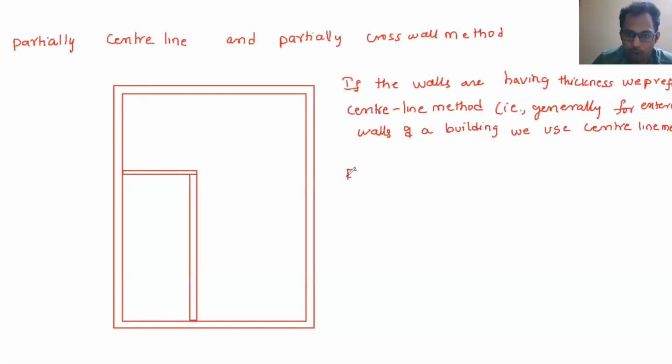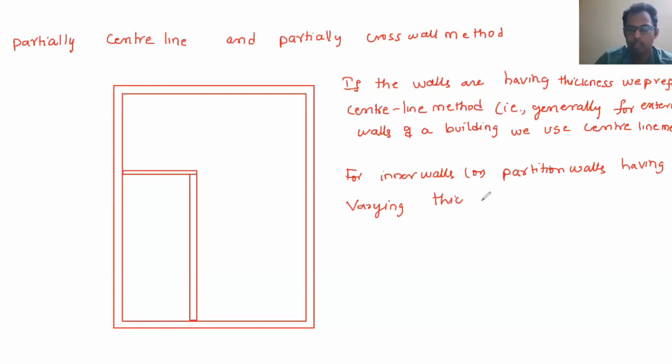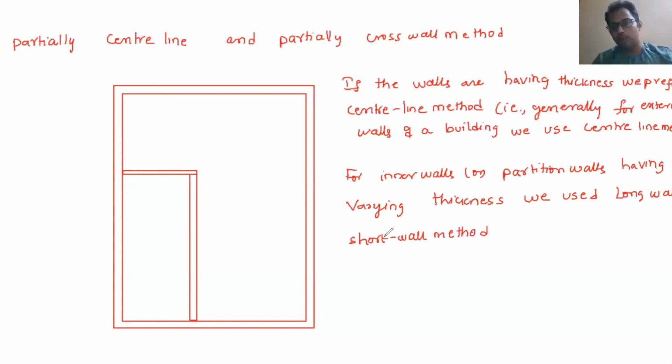And for partition walls, for inner walls or partition walls having varying thicknesses, we use the long wall short wall method. So this point is very important for objectives.